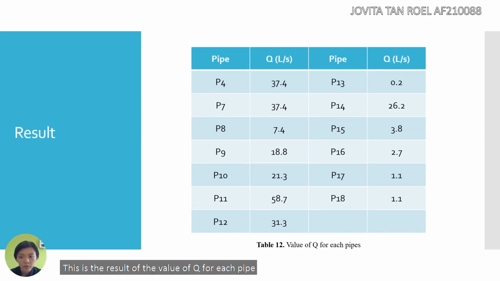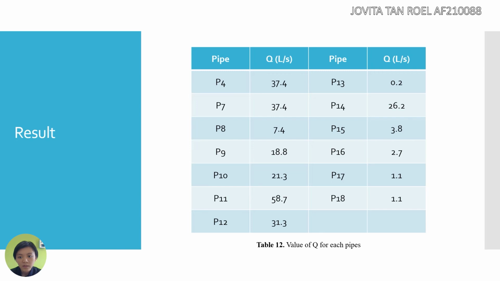This is the result of the value of Q for each pipe. And this is all from me. Thank you.